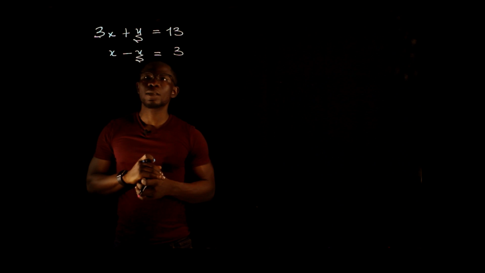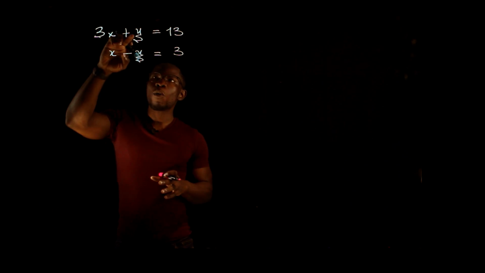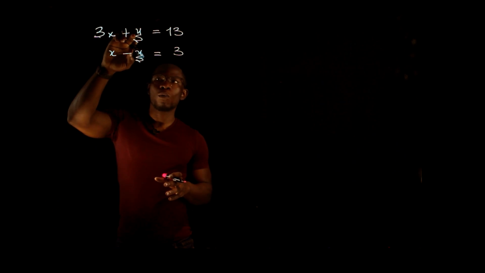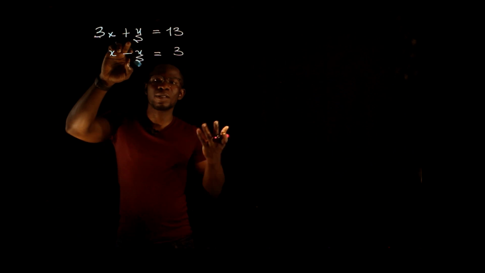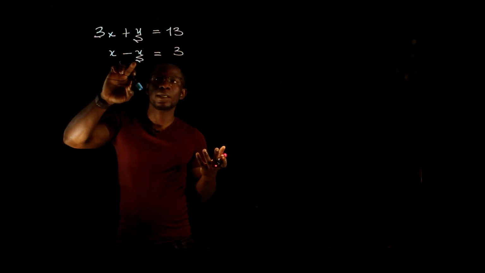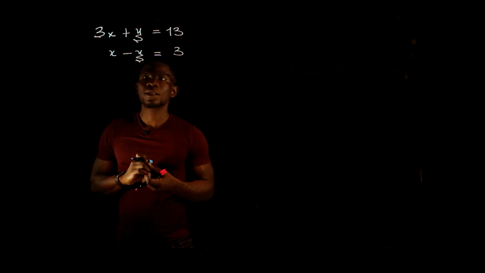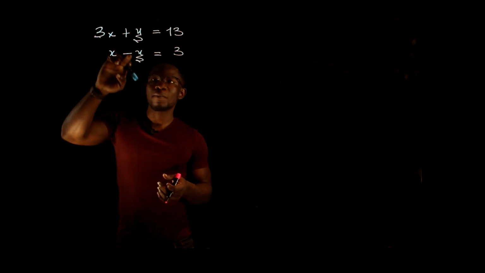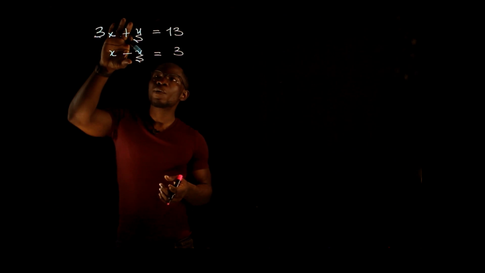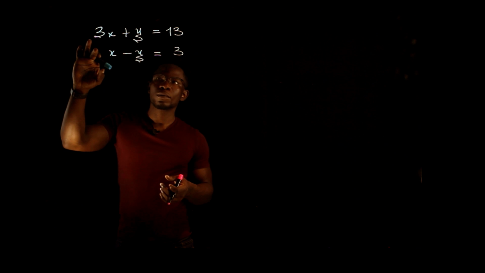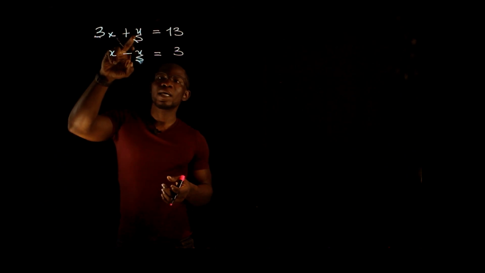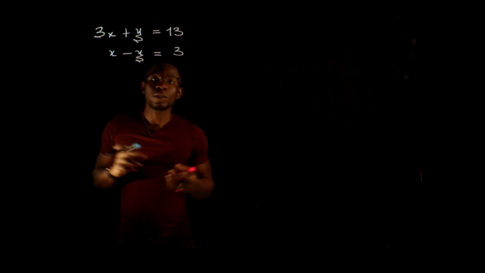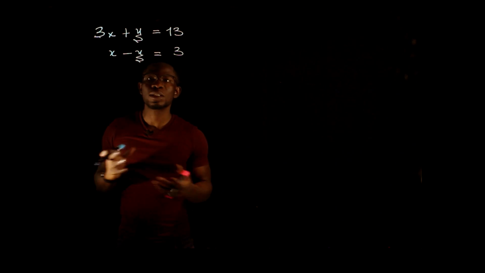So let's go with an example. In this case, our y's are already equal. We have y and y here. So that's basically 1y and 1y here. So we don't have to do anything. Now we have plus y here and minus y here. So how can we combine these two equations such that we're able to get rid of our y? We simply add them.